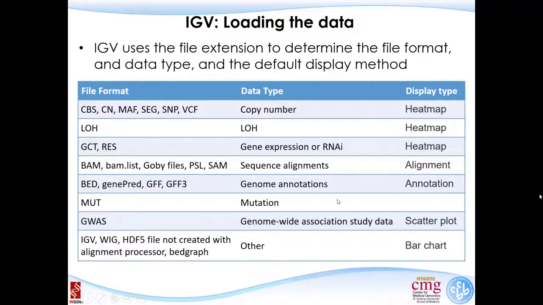So IGV supports a lot of data formats. Here's the list. By default, IGV will infer the data format from the extension. Like if the extension is BAM, IGV will think this is an alignment file. If it is GWAS, IGV will think this is GWAS results. And for different file formats, IGV will by default show different displays, like a heat map, alignment, annotation, or scatter plot, just based on the file format.